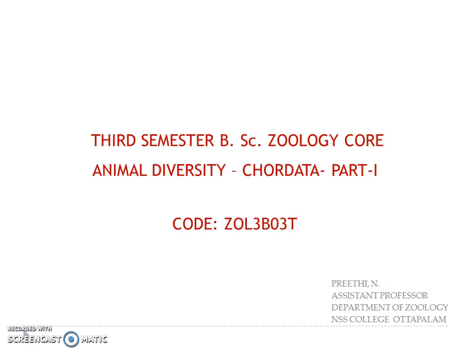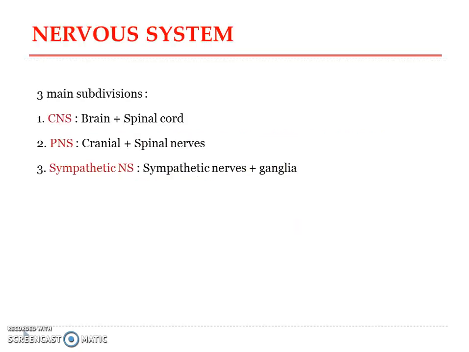So welcome on. We are passing on to the next organ system of Hoplobatrachus tigrinus, and in this presentation we are going to detail on the nervous system. So the nervous system of frog includes central nervous system, peripheral nervous system and sympathetic nervous system.